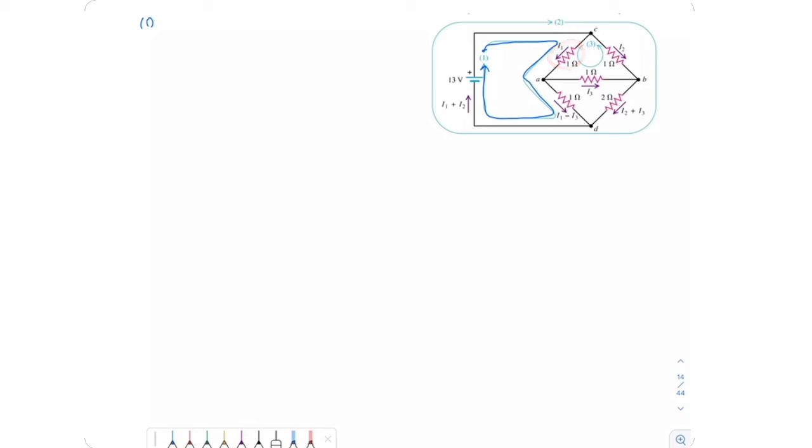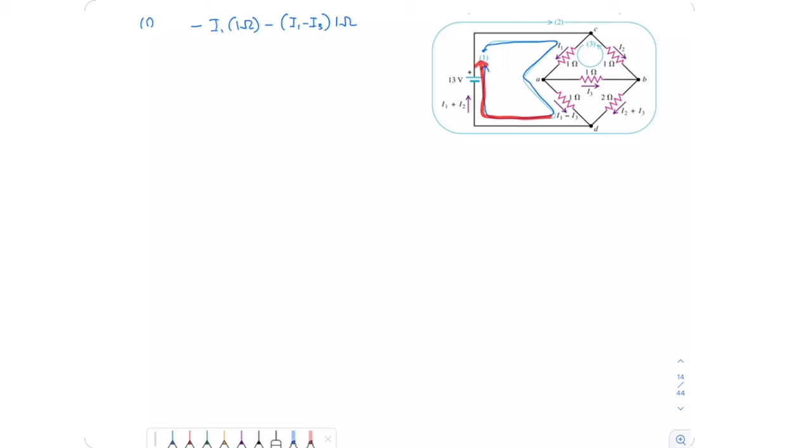It's going to go down because I'm going with the current. So that's a negative I1 times 1 ohm, that resistor. And then, as I continue around the loop, I'm going to go through this 1 ohm resistor. The current going through that one I've labeled I1 minus I3, so the voltage goes down again. So I have negative, the current is I1 minus I3, and the resistance is 1 ohm.